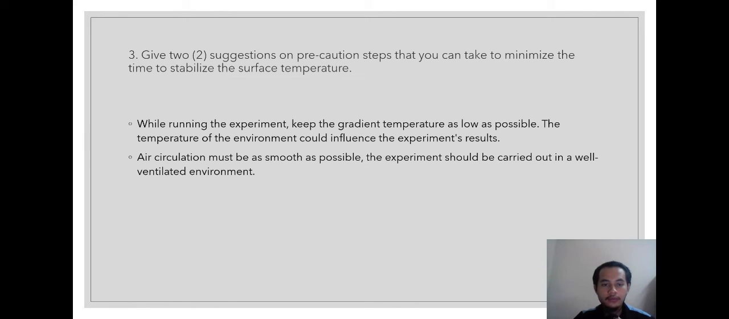Number 3. Give two suggestions on precaution steps that you can take to minimize the time to stabilize the surface temperature. While running the experiment, keep the gradient temperature as low as possible. The temperature of the environment could influence the experiment's result. Air circulation must be as smooth as possible. The experiment should be carried out in a well-ventilated environment.